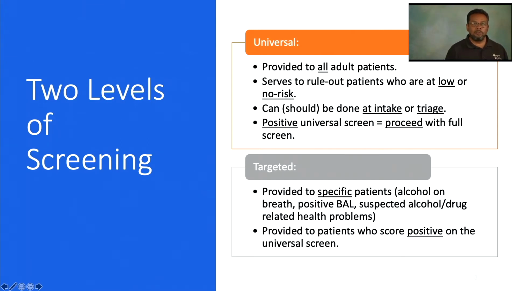Also, which is the more common route, people do what's called a targeted screen. That's provided to specific patients or participants or clients who have shown some type of indicator, maybe a positive blood alcohol test. They might have a urine drug screen that showed positive if they went to the doctor. They might have the smell of alcohol on their breath, or maybe you see them nodding out and you're concerned that they might be misusing a prescription or possibly using some illicit drugs. Persons who score positive on the universal screen would also be considered a targeted screen.